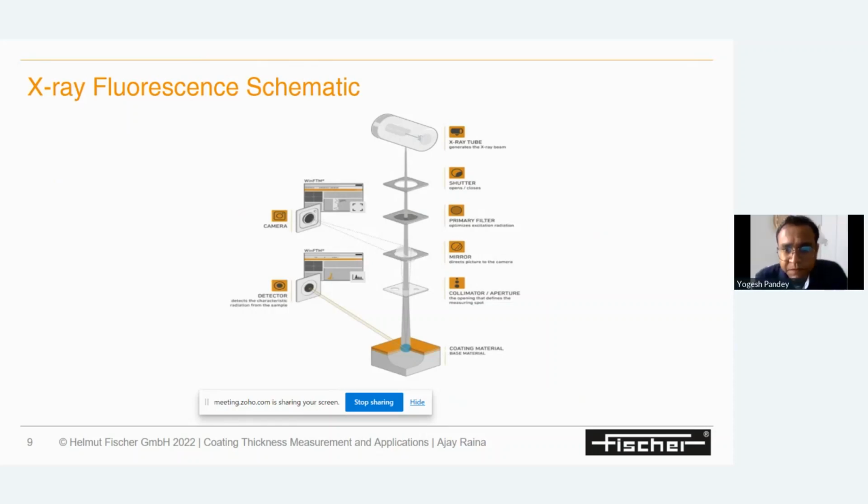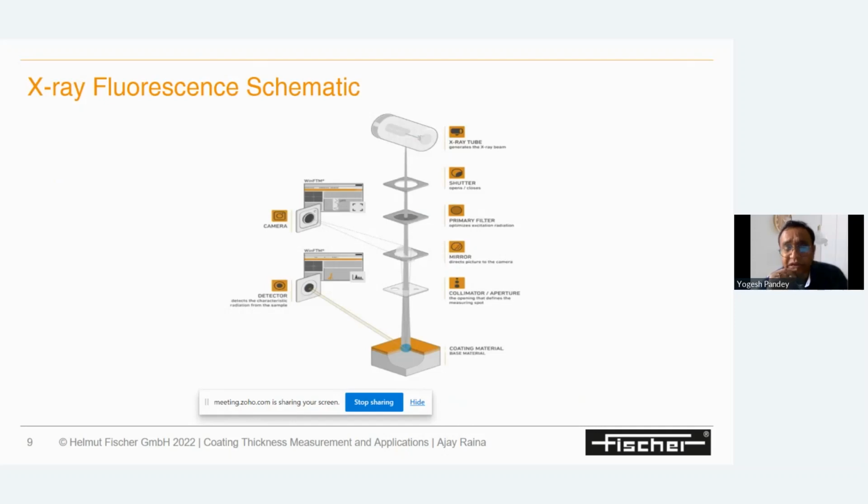Right. So this is basically the inner anatomy of our machine, and how it functions with all those accessories. It has accessories like the X-ray tube, where the X-rays get generated. There is a shutter. The shutter is basically a safety measure which does not permit the X-ray to come out. It always stays closed. It only opens when we actually start the measurement.